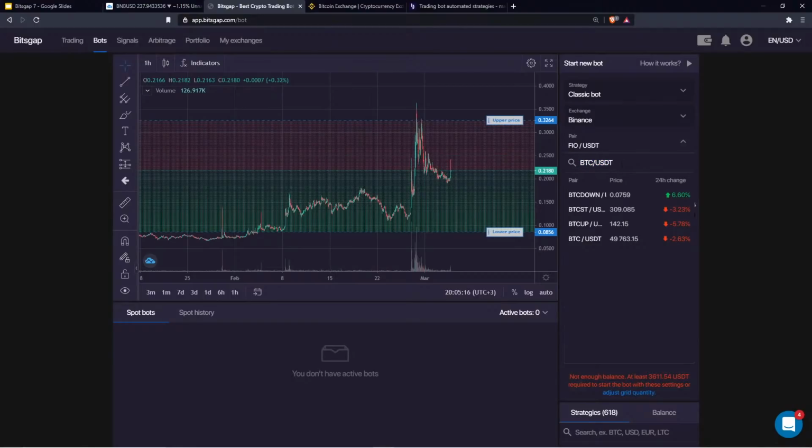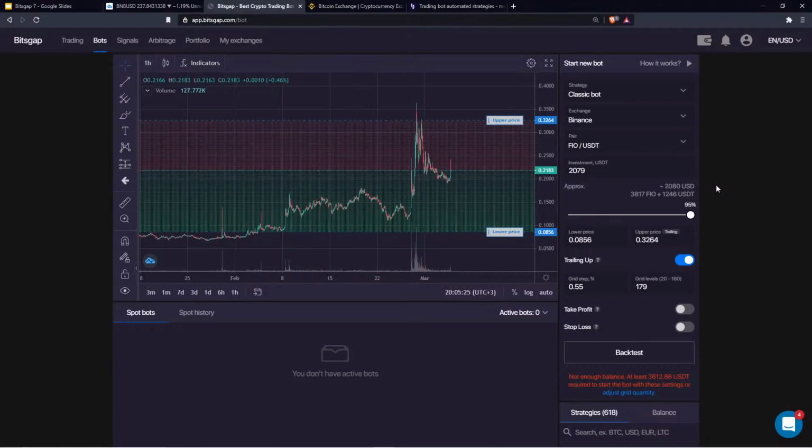You launch the bot on BTC to USDT, and simultaneously you launch another configuration with different settings on BUSD. And now you can monitor two strategies launched simultaneously and see which configuration brings you the best results. Okay, so that's the trick for you that you can use.